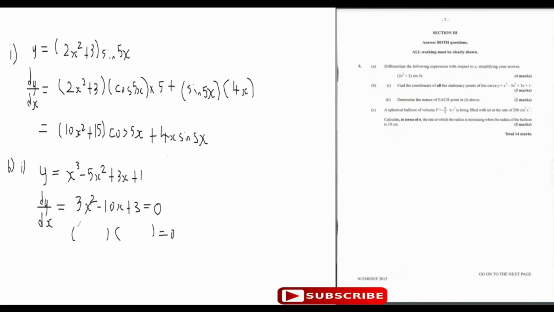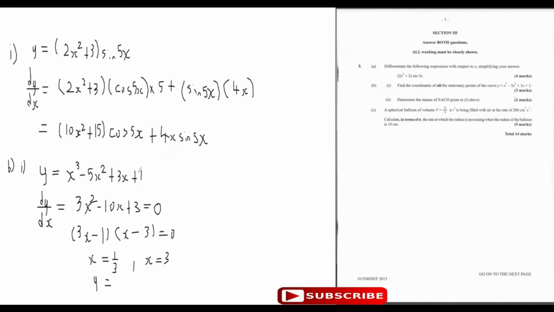In order to factorize it, what we're going to get is 3x and x. That looks like 3 and 1. Signs are the same, both of them negative. And so the two points that we're getting are x is equal to 1 over 3, and x is equal to 3. So now we need to find the value for y. To find the corresponding value for y, we plug 1 over 3 into the original equation: 1 over 3 cubed minus 5 times 1 over 3 squared plus 3 times 1 over 3 plus 1.